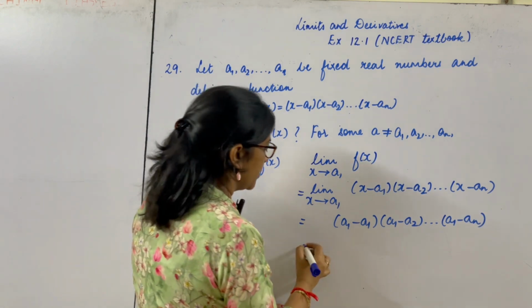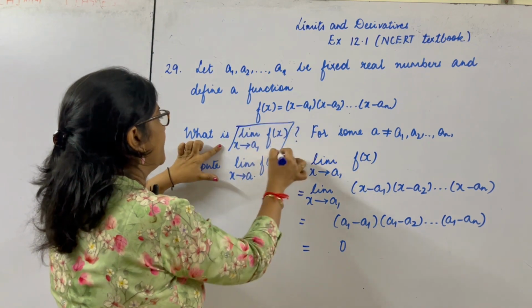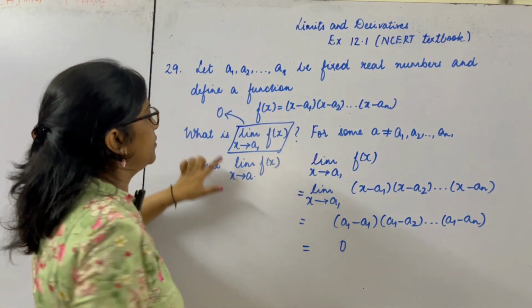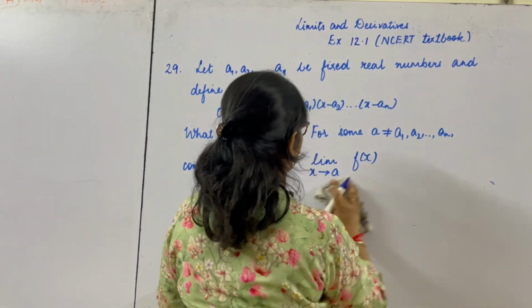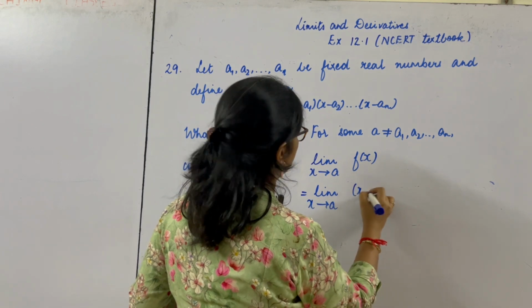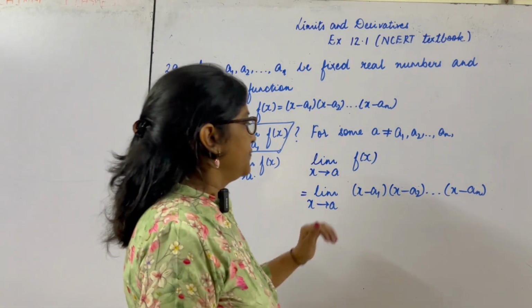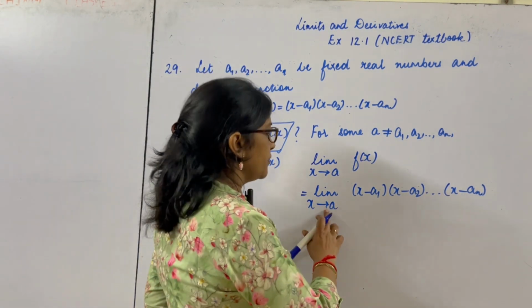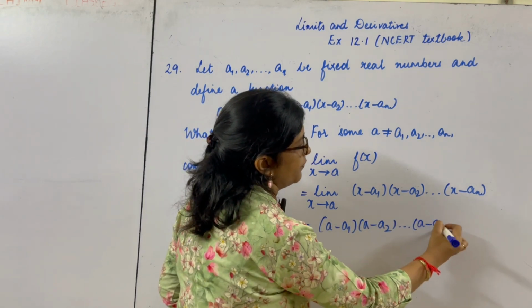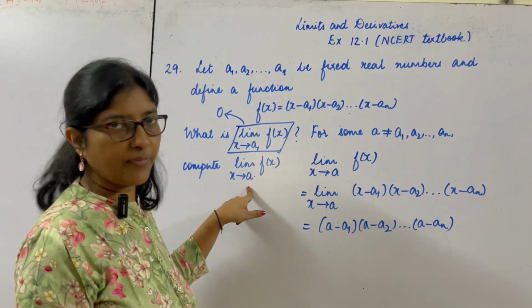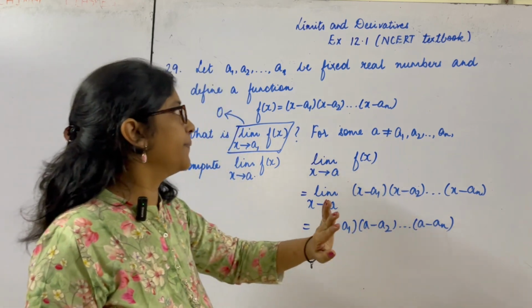So a1 minus a1 will become 0, and 0 into any number is 0. So the limiting value of the first one, this one, is 0. Now let's find the limiting value for a. To find the limiting value at a, wherever there is x, let's substitute a. And so the limit of this function at a is a minus a1, a minus a2 and a minus an, all values up till there.